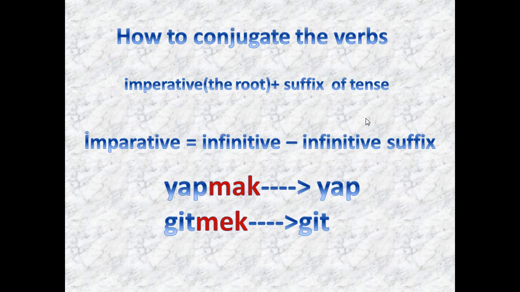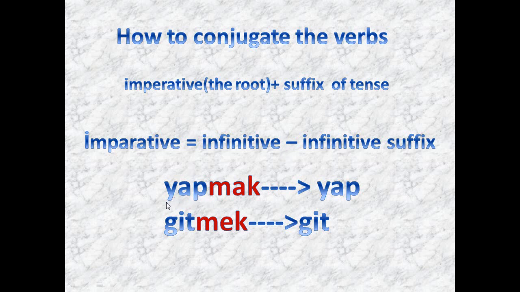Okay, now let's see how we conjugate the verbs. We need the root of the verb. So we need the imperative, which is the root of the verb, and we add the suffix of our tense, and then we continue conjugating. For having the root of the verb, we need the infinitive to just crop the infinitive suffix. What is that?